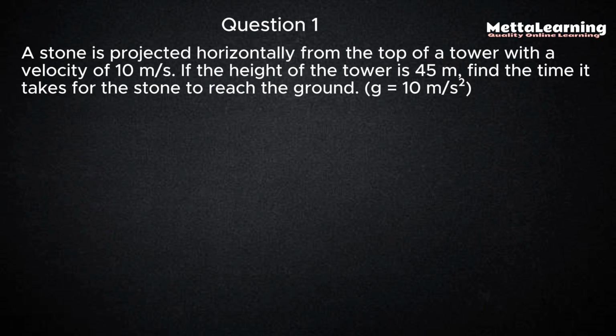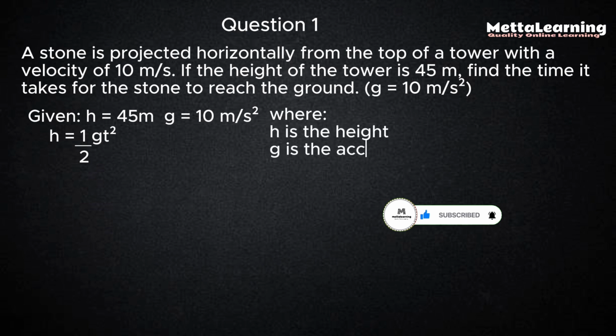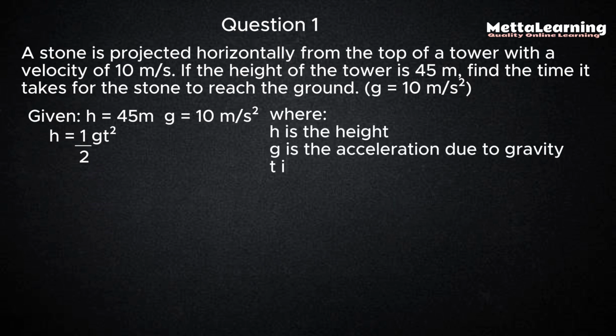The first thing we have to note is that the time to reach the ground depends only on the vertical motion. From our question, we're given a height of 45 meters, and acceleration due to gravity of 10 meters per second squared. So we'll use the formula for the vertical motion, which is h equals half g t squared. Remember, h is the height of the tower, g is the acceleration due to gravity, and t is the time for the stone to reach the ground.